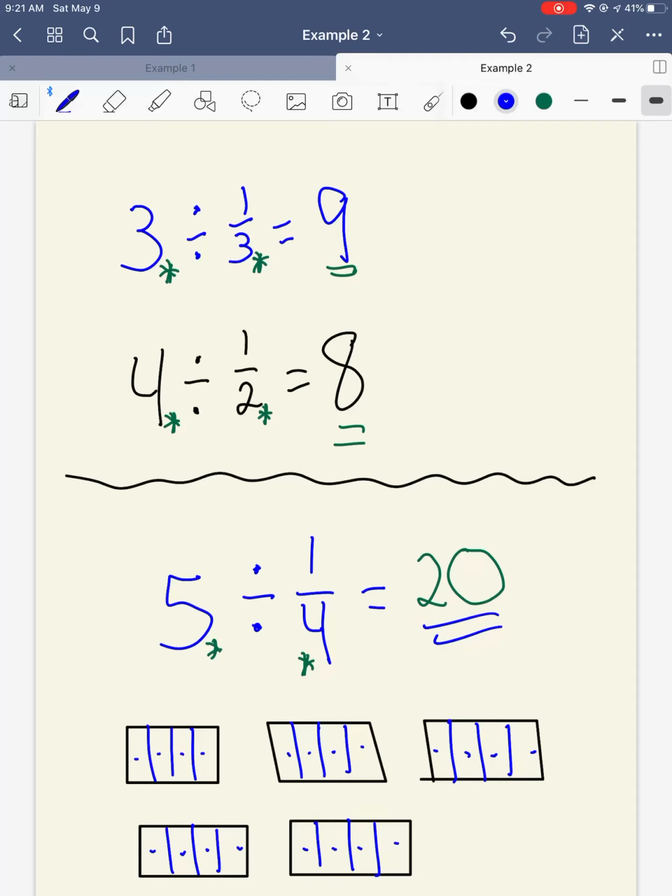So if we start with a whole number and we divide it by a fraction, we can use that pattern, which we'll get into more later, but we know at least the basis of it, the foundation of it.